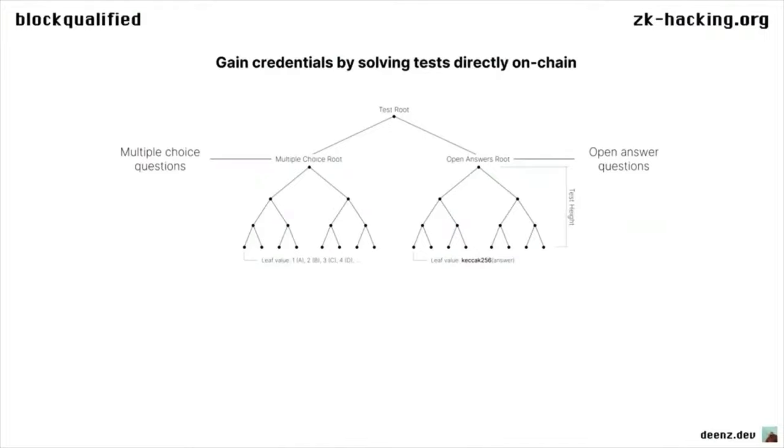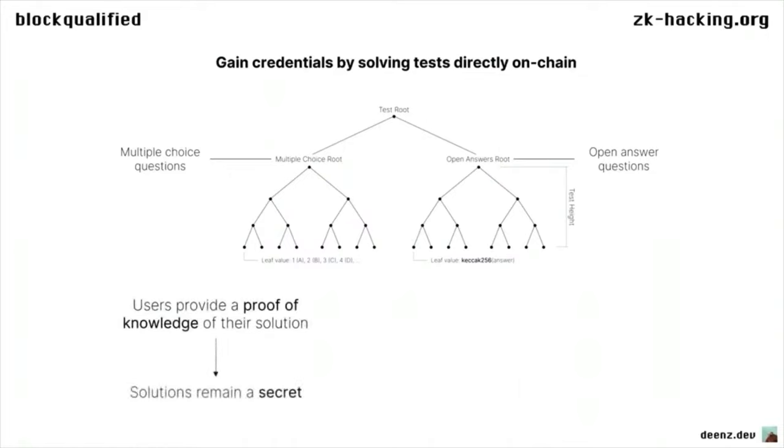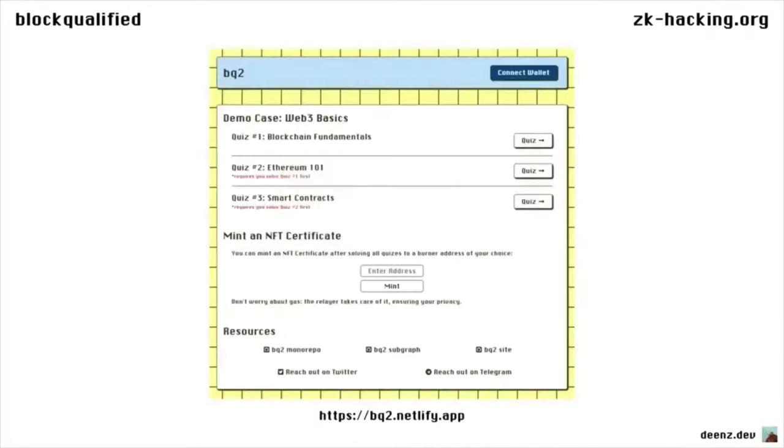Block Qualifier allows users to gain credentials by solving tests directly on-chain. These tests can contain both multiple choice questions and open answer questions. We use zero knowledge proofs so that users provide a proof of knowledge of their solution instead of their actual solution. That way, these solutions remain a secret. And by integrating Semaphore, users can prove ownership of a credential without revealing their identity.